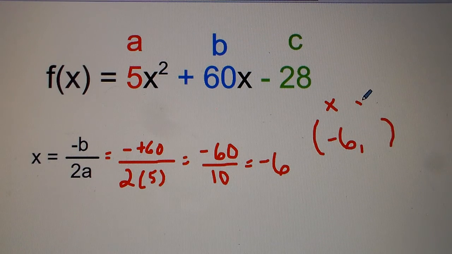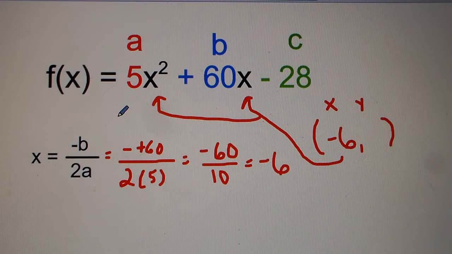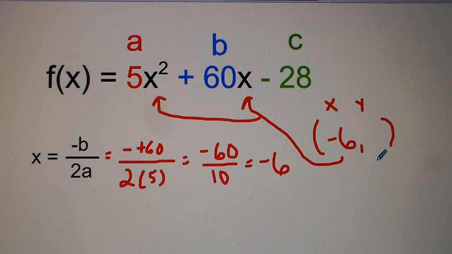To find out that y value in the vertex, we're going to put that negative 6 in for x in our equation here. So let's put that into the calculator. 5 parentheses, negative 6, close parentheses, squared, plus 60 times negative 6, minus 28. We're going to get negative 208. So my y value is negative 208, and my vertex will be negative 6, comma, negative 208. That will be my entire vertex.